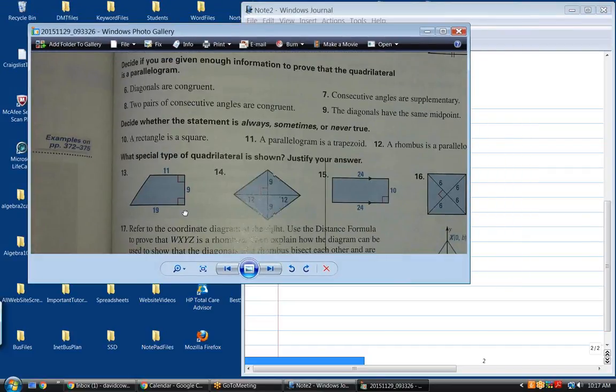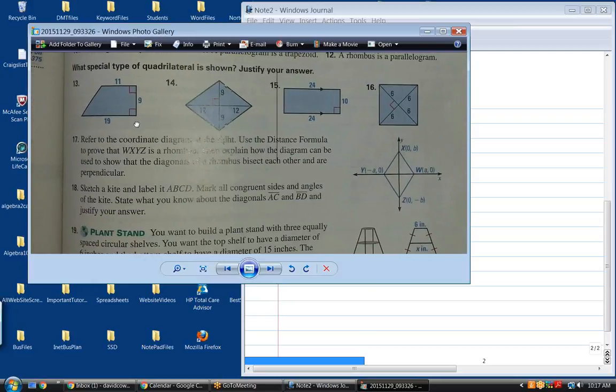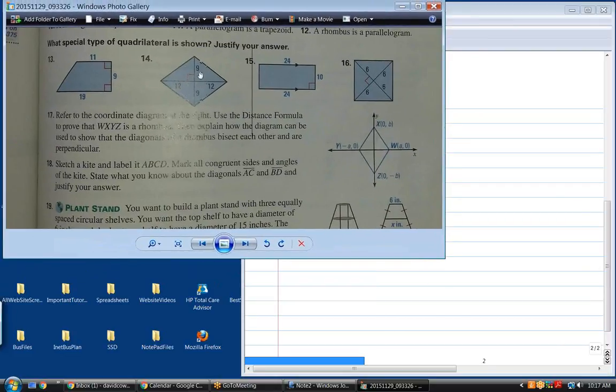Now, the instructions here said what special type of quadrilateral is shown. This incidentally is also a kite. So you weren't 100% wrong. I'm not sure if a kite can have 4 equal sides. The definition of a kite is that this side equals that side, that side equals this side, and the diagonals are at right angles to one another.